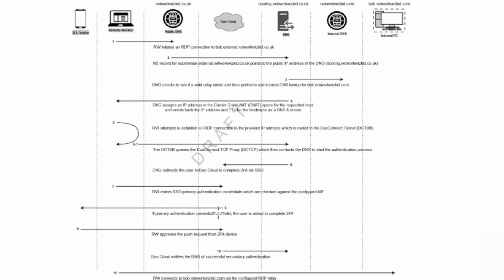Once the user approves the push request from the two-factor authentication device here on the left-hand side, the far left, assuming that's obviously a legitimate connection request, the user approves that, and then Duo Cloud notifies the DNG of a successful secondary authentication, which is that push in this instance. And then from there, the remote worker is allowed to connect to bob.networkwizkid.com via the configured RDP relay.